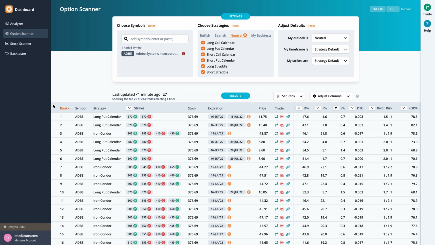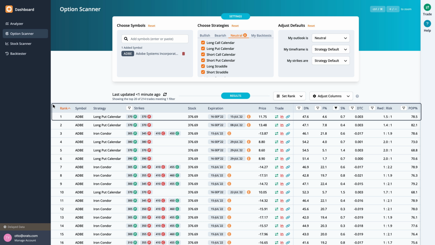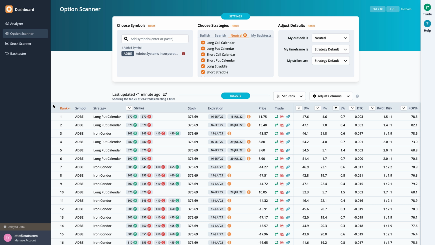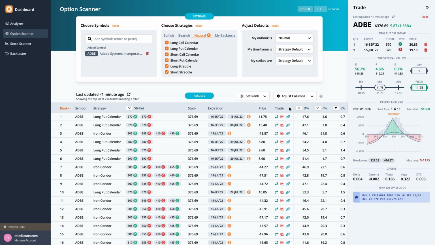The highest ranked trade is a long put calendar with strikes at 370, expiring on Friday, September 16 and Friday, July 15, for a debit of $11.75. By pulling up the trade, we can see the theoretical values in more detail.